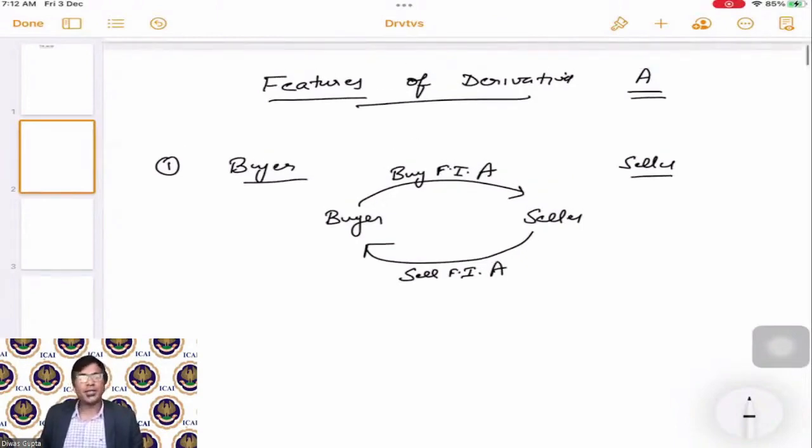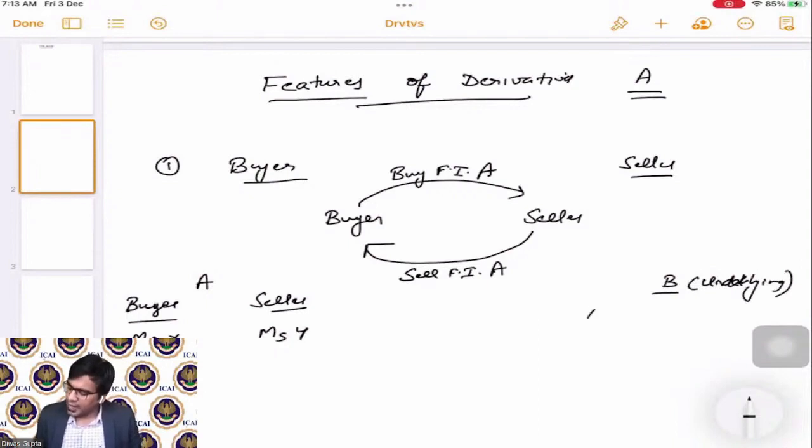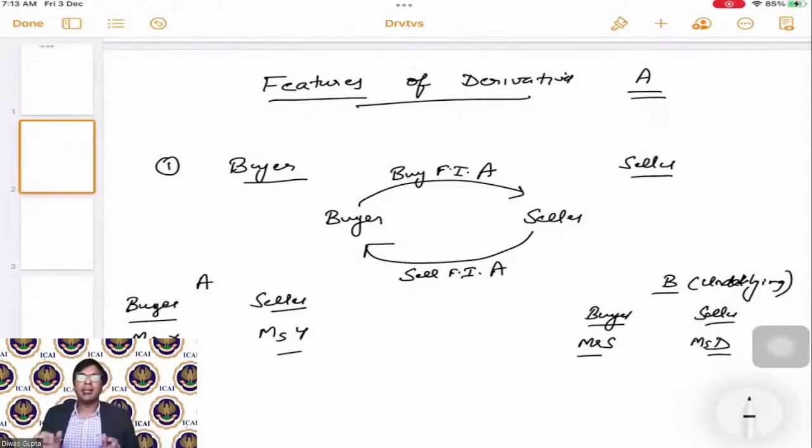So, students, what I'm trying to say here is that there is a separate set of buyer and seller of A, and there is a separate set of buyer and seller of B. For example, the buyer is Mr. X, the seller is Miss Y. This is for instrument A. Similarly, for B, which is the underlying, the buyer will be some other person, Mr. S, and the seller will be Miss D. What I'm trying to say is that the buyer and seller are very much different from the buyer and seller of the underlying.